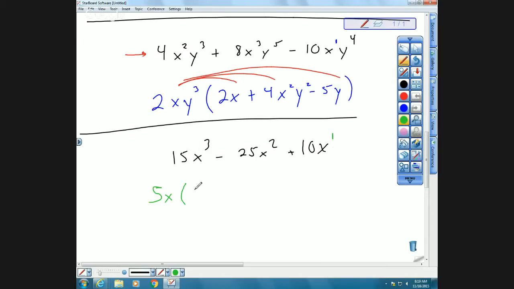So if I divide that by 5, I get 3. Take away one of those x's, I have 2 x's left. Divide that by 5, I get 5. Take away one of those x's, I have an x left. Divide that by 5, and I have 2. Take away one of those x's, and I don't have anything left.